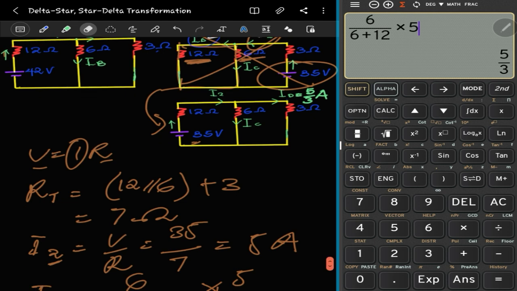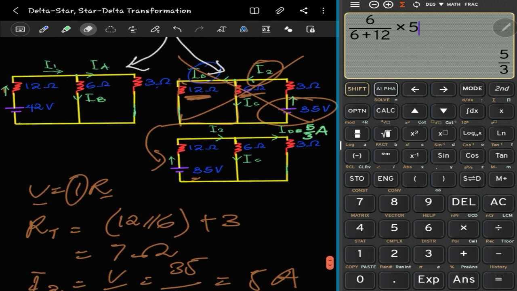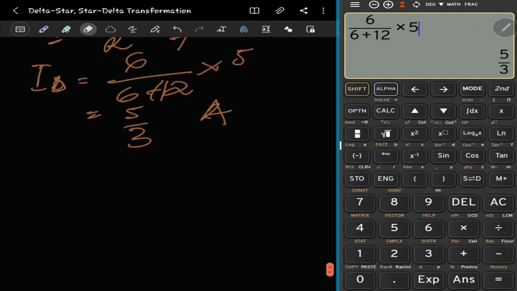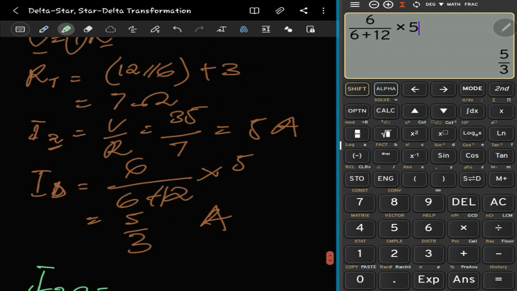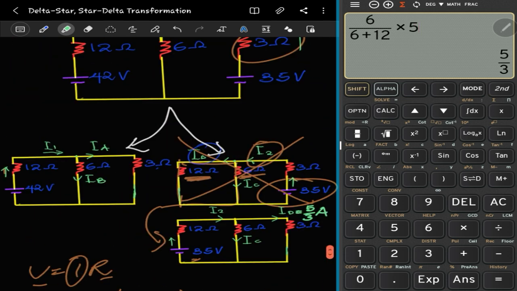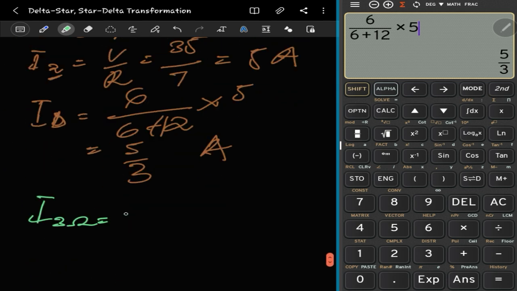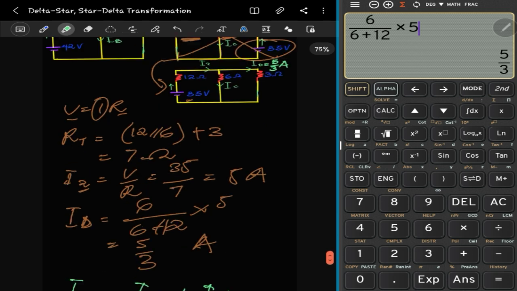So we know the current passing through the 3 ohm resistor. Let's write that out: current through the 3 ohm resistor. This is the original circuit. We split it using superposition to get this and this, right? So the current passing through the 3 ohm resistor is basically the ID plus the IA. So that's ID plus IA.